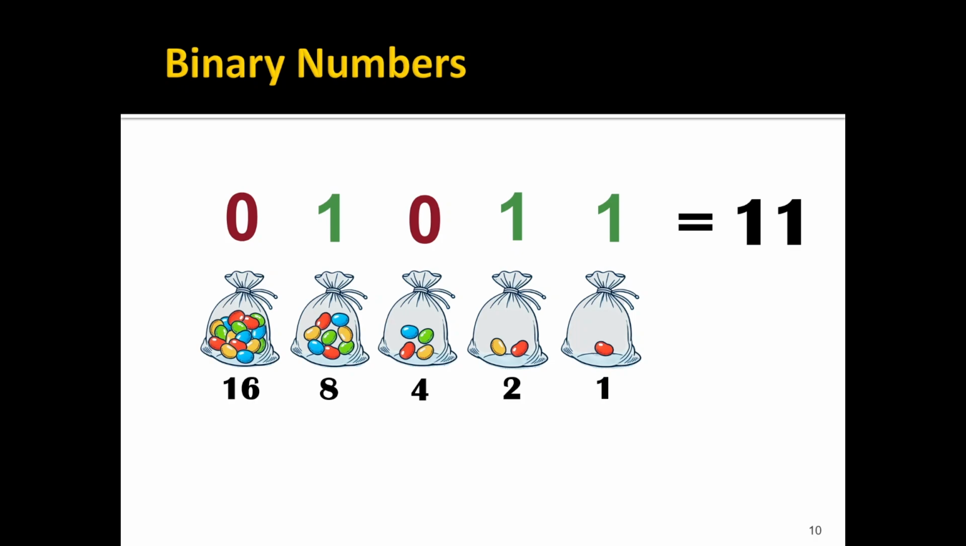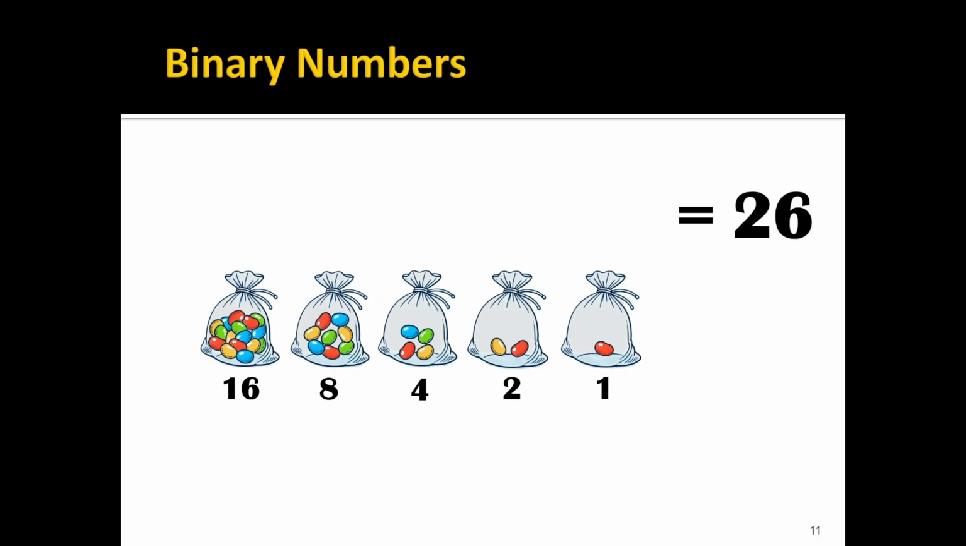Let's try it again with a target of 26. So 16 is less than 26, so if we open that, we need 10 more. That means we can open the 8, which leaves 2 more. 4 would be too much, so we can skip the 4. We can open the 2, and that gives us our goal, so we don't need to open the 1 bag. We can leave the 1 bag closed. So to get 26 jelly beans, we need to open 1 bag of 16, 1 8, and 1 2.